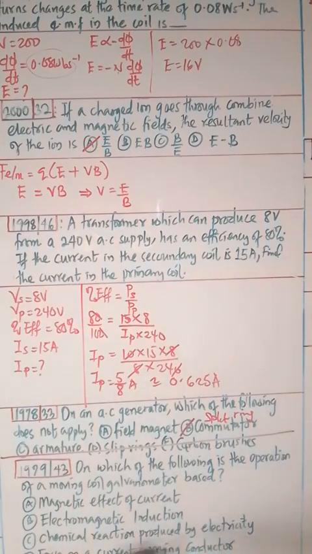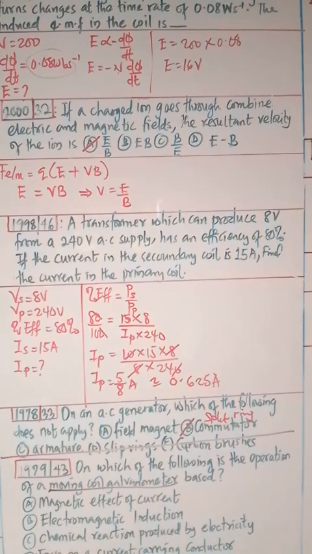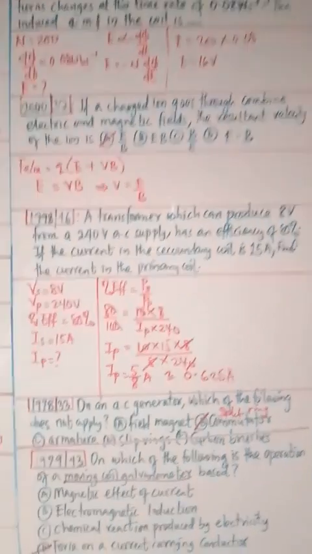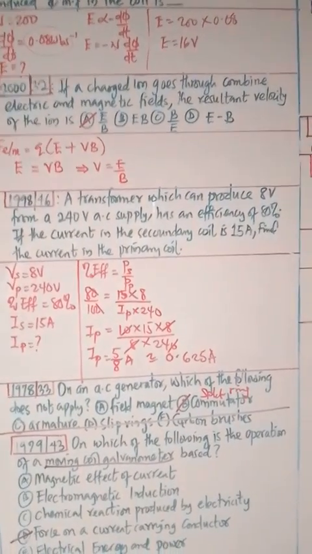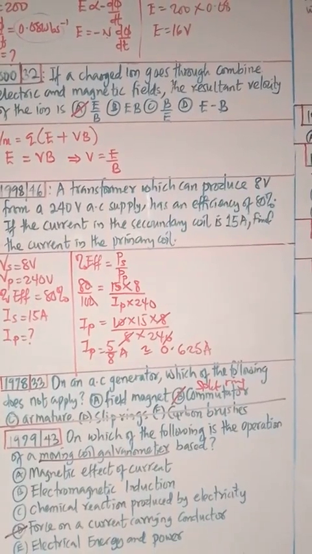So chemical reaction doesn't have anything to do with it. Force on a current carrying conductor, yes, the answer is D. If you have a current carrying conductor in a magnetic field, what happens? It moves. So the pointer in a moving coil galvanometer rotates whenever there is current flowing through to measure current. Lastly, energy has nothing to do with electrical energy. So the answer is D. Force on a current carrying conductor is the correct answer. Let's move on.